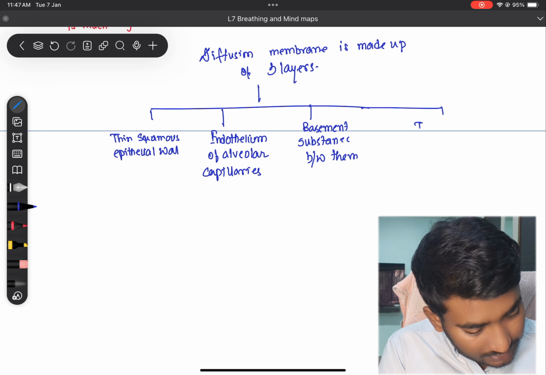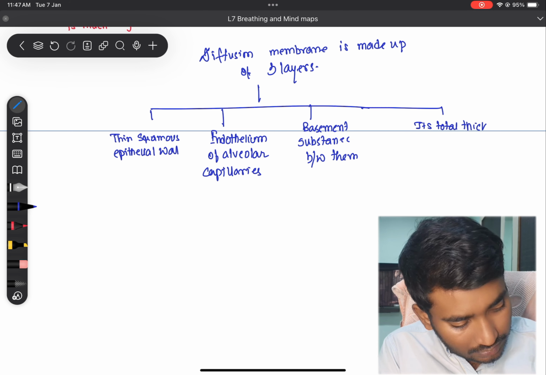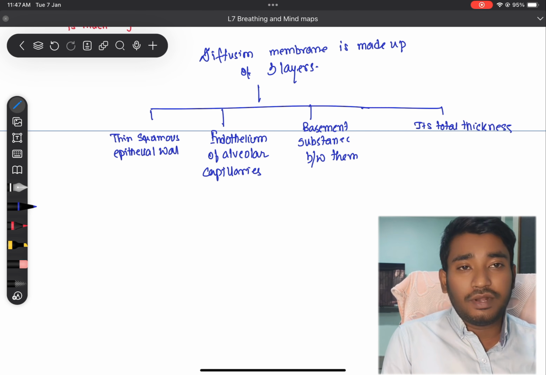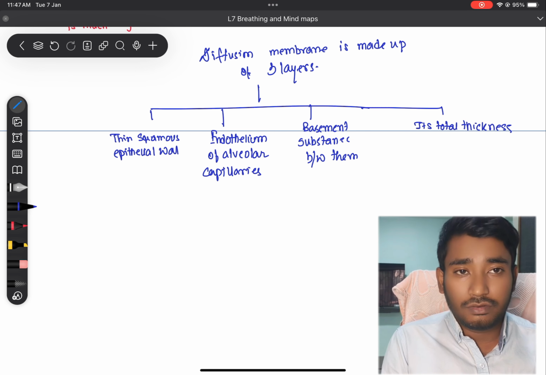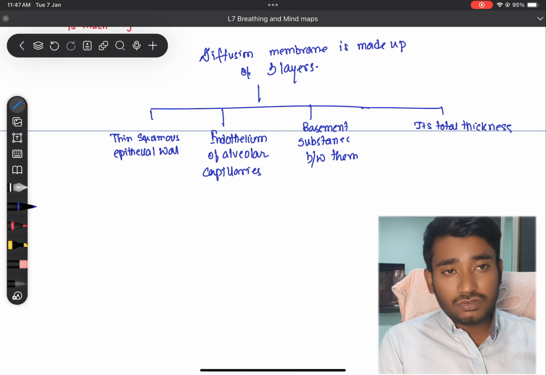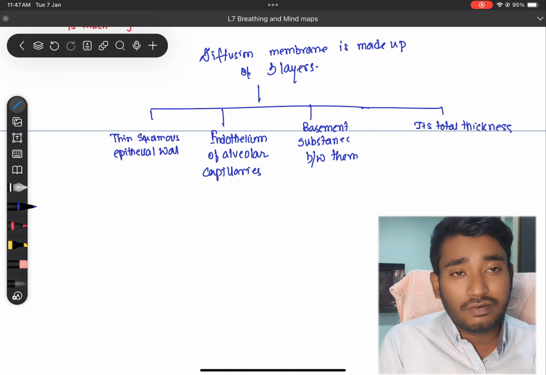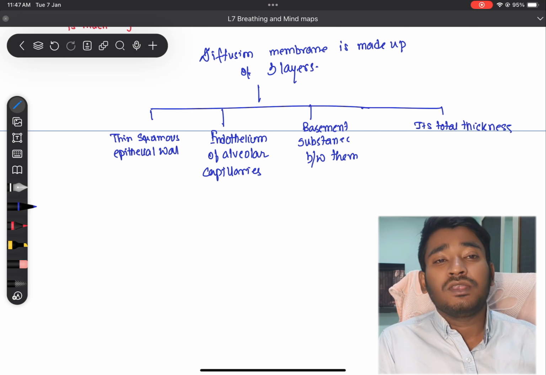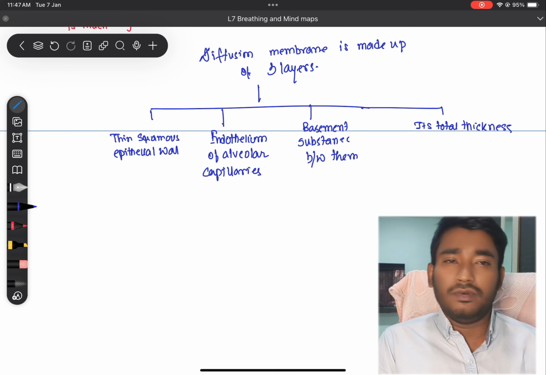And the third one is its total thickness. See, I am not giving the PDF or uploading the PDF because I want to make you write by hearing the notes. If you write these notes while hearing the video, writing one time makes hearing of 10 times. So hear the notes, understand the mechanism and write it down on your own.